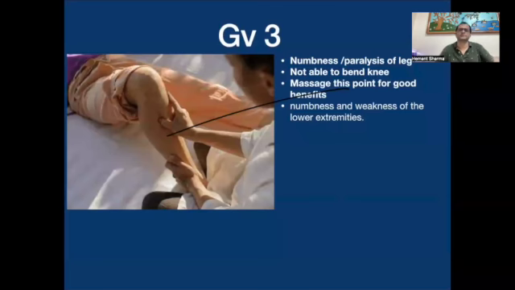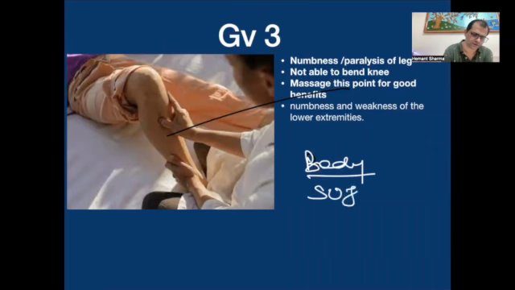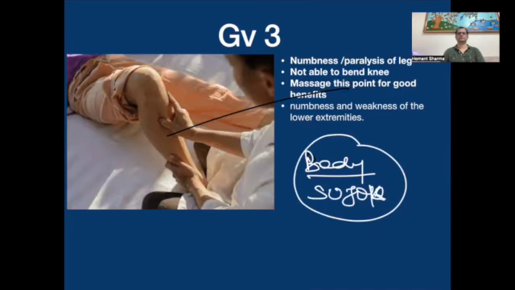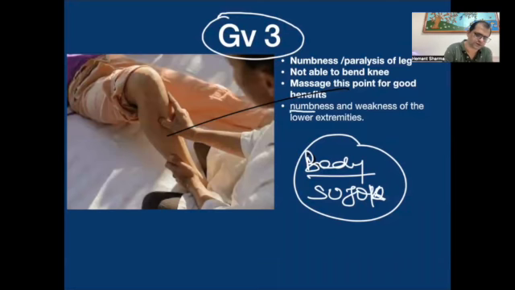Massage this governing vessel 3 point, and you put the needle, stimulate this point by any method. Whether you stimulate this point in the body or in the sujog, both work. You can do it as per your own learning, because governing vessel 3 we have to stimulate, whether in the body or sujog. But remember one thing, if the person is having numbness in the leg, weakness in the leg, weakness in the lower extremities, then do not forget to stimulate this point.